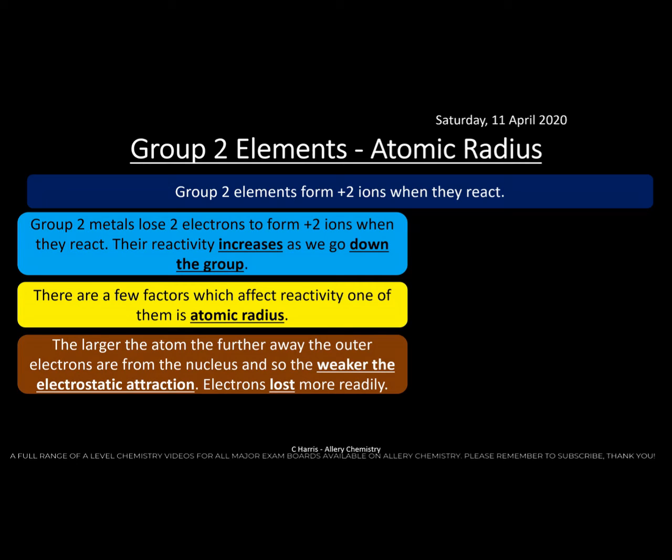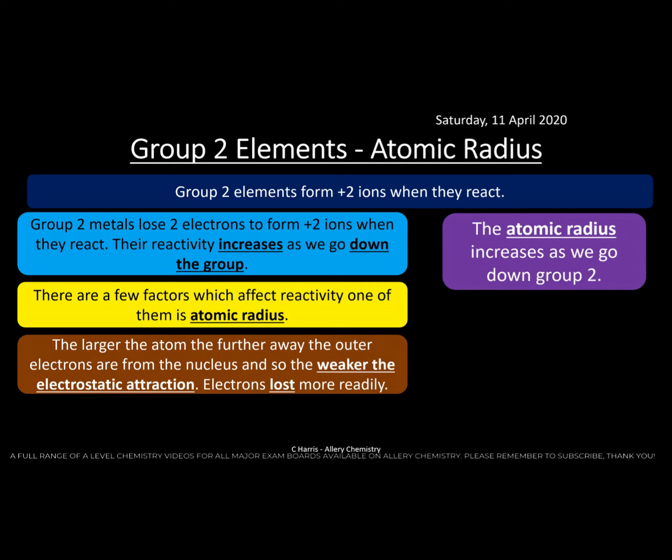Now, as we go down group 2, the atoms get bigger. So because they get bigger, the electron's further away from the nucleus, it's lost more readily, and therefore it's more reactive. And that's why group 2 metals are more reactive. So that atomic radius increases as we go down group 2.